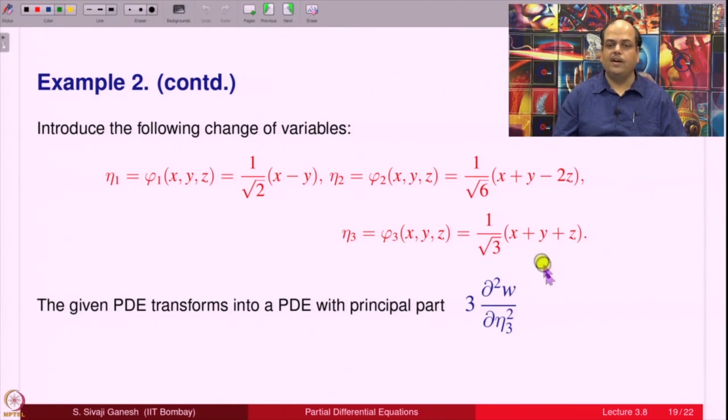This is exactly what we saw in the theory. Take a Q such that Q transpose A Q is diag(lambda 1, lambda 2, ..., lambda d), then introduce the new change of variables eta i equal to q_i dot x. Exactly, this is q_i dot x. In this case I have written down x, y, z, so q_i dot (x, y, z) is precisely this. So, you will end up with lambda 3 times the second derivative of w with respect to eta 3 squared.